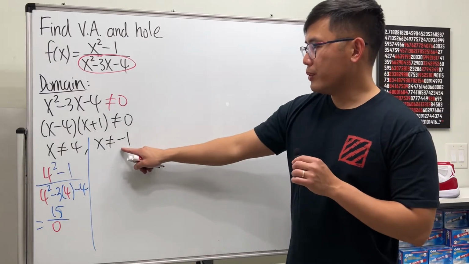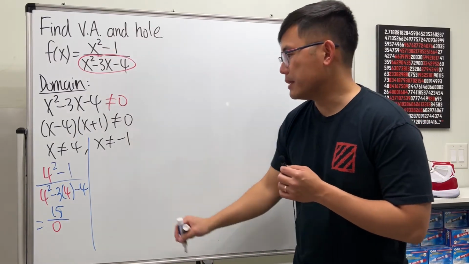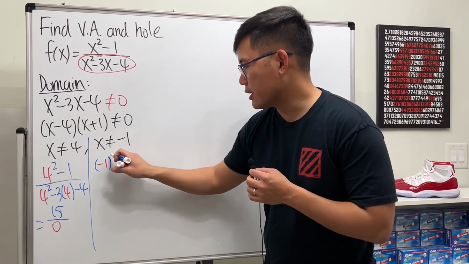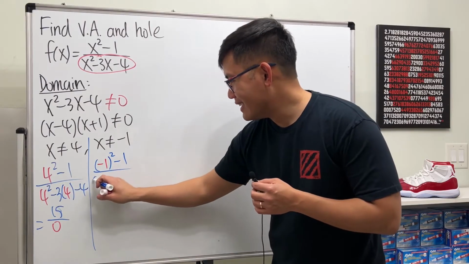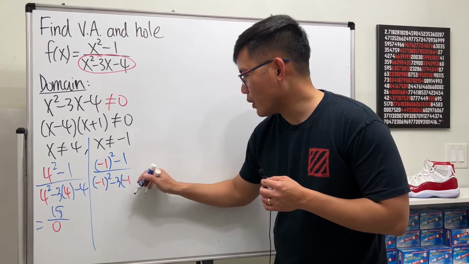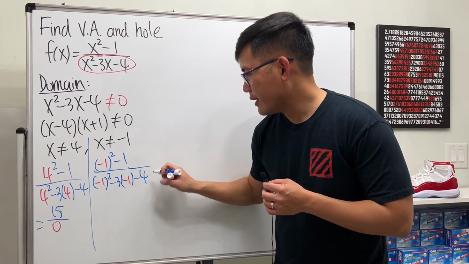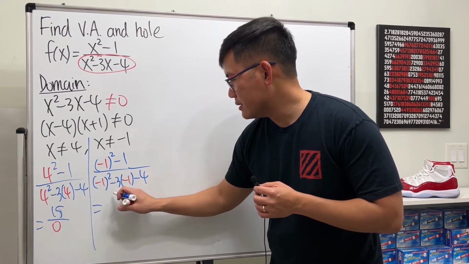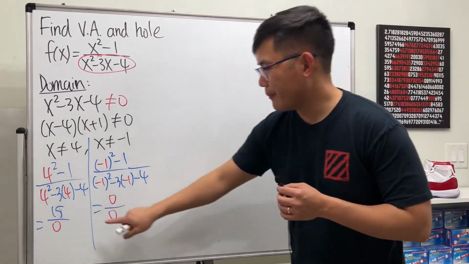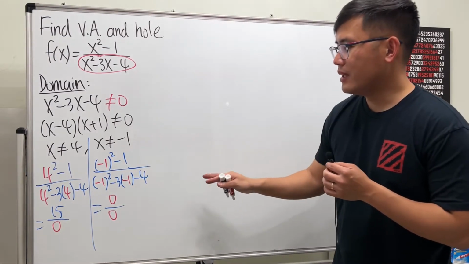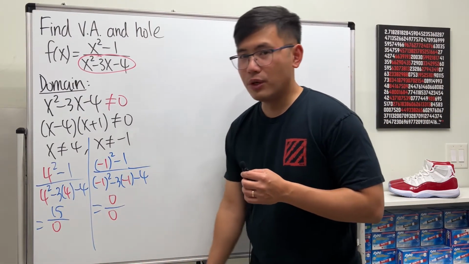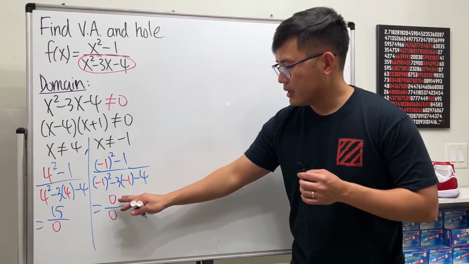And let's also put negative 1 into the original and see what happens. So we get negative 1 squared minus 1, I know it's 0 over 0, but eventually it gets all the work, over negative 1 squared minus 3 times negative 1, and then minus 4. Okay, here is 0 on the top, and on the bottom, work that out, we also get 0. All right, so we have two very different behaviors. The first one is a non-zero number over 0. The second one is 0 over 0.